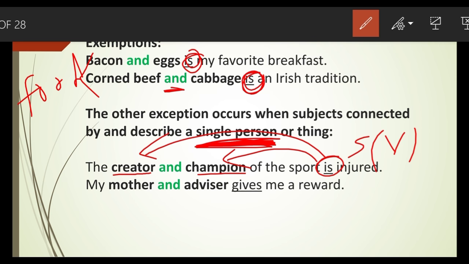Okay. Another example, my mother and advisor gives me a reward. So, dito ay singular na naman yung ating verb gives, may S. So, bakit singular mother and advisor? Kasi nga, yung mother niya ay yun din yung advisor niya. So, tinutukoy nito ay single person, isang tao.